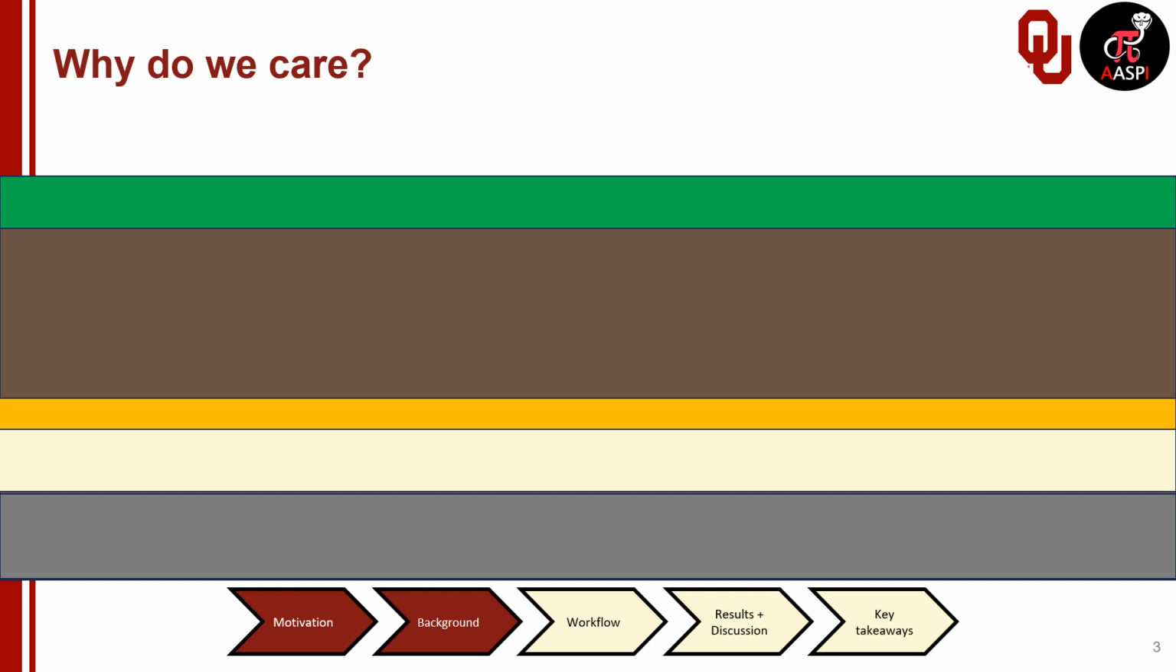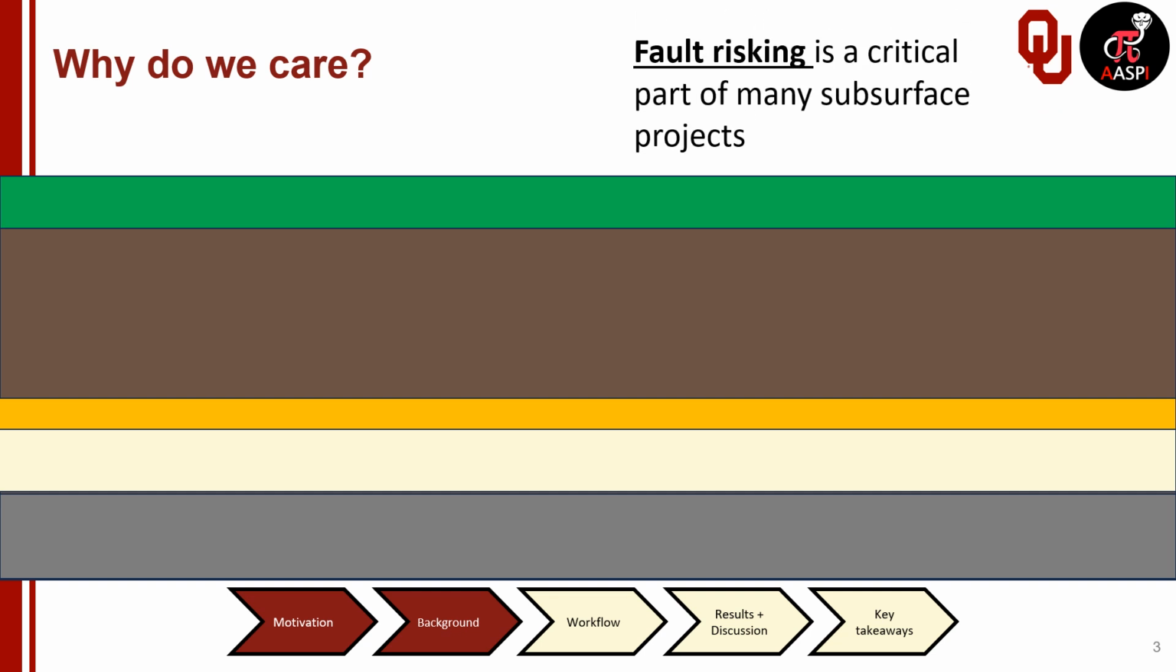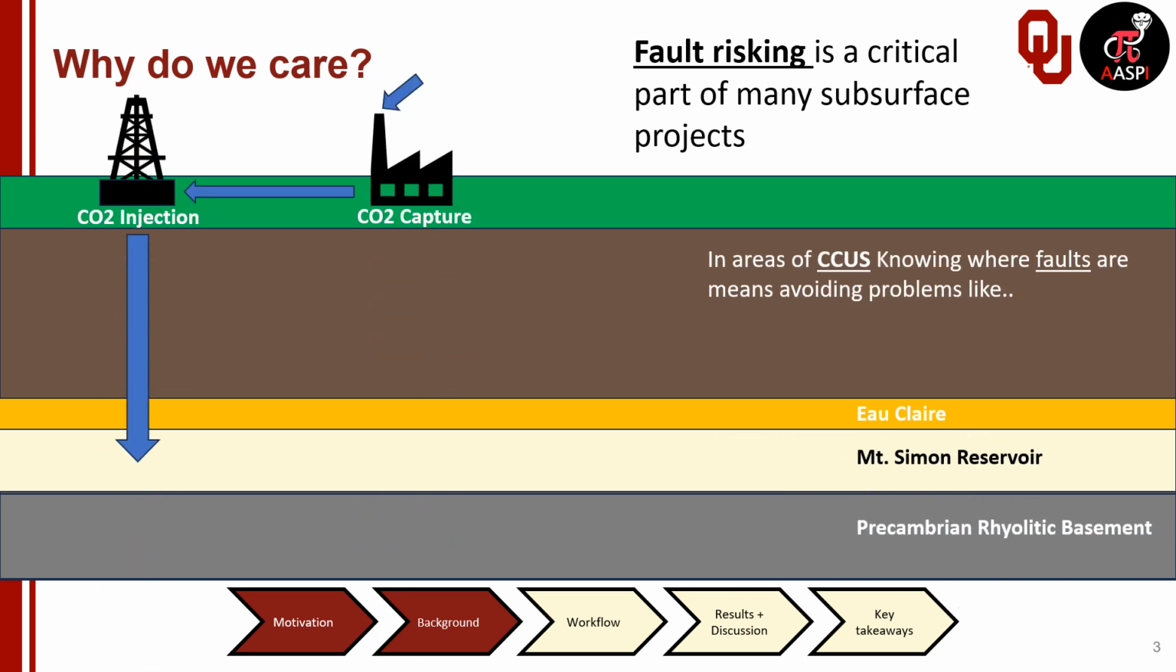Fault risking is a critical part of many subsurface projects, from traditional well planning and operations to new venture projects such as geothermal. In our case, carbon is injected into the Mount Simon Reservoir, right here, which is comprised of fluvial fine to coarse arkosic sandstone and conglomerates, where the Eau Claire overlaying it acts as a mudstone baffle, which is a seal, which prevents the further migration of CO2.